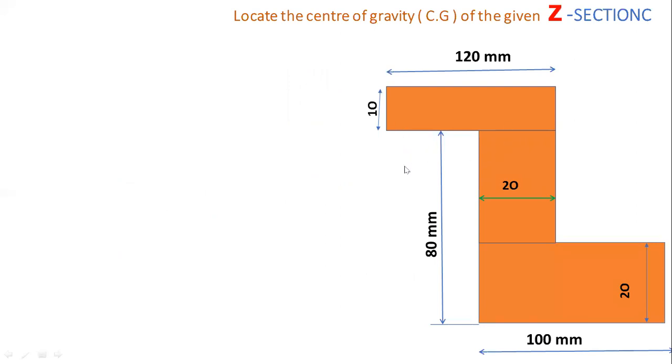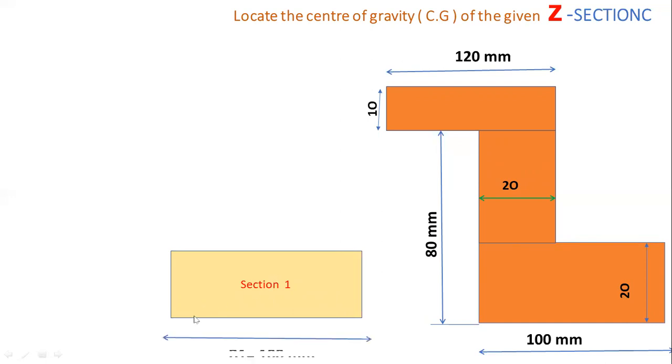Now this is case one. Locate the centroid or center of gravity of the given Z section. So these are the given dimensions. First of all, you have to convert the given Z section into three rectangles like this. Here I consider this bottom rectangle as section 1.